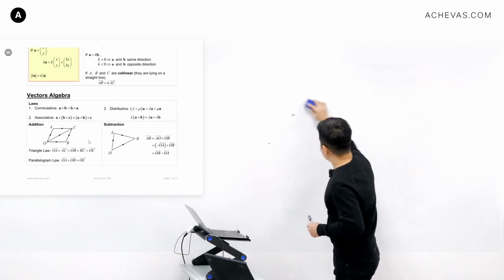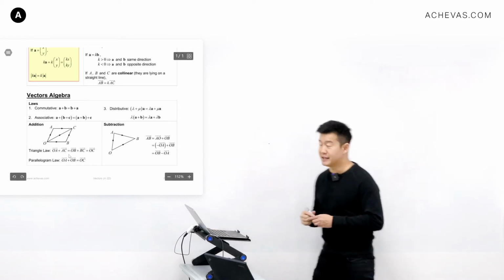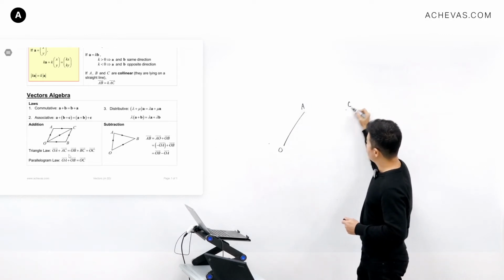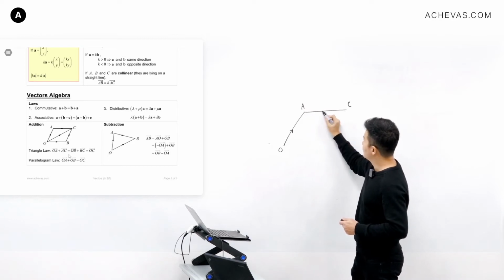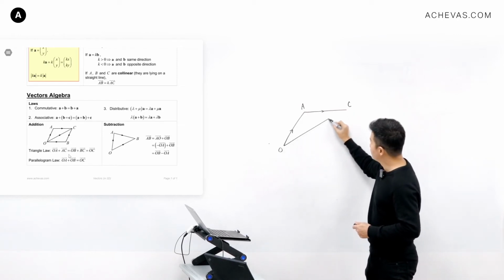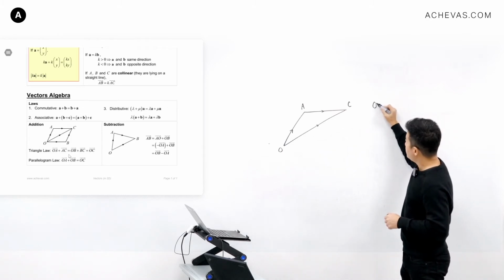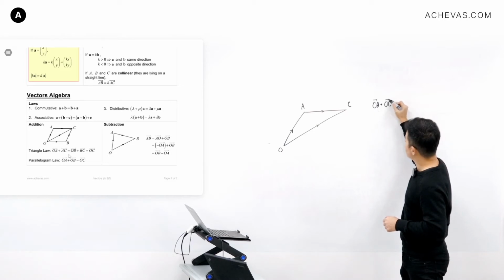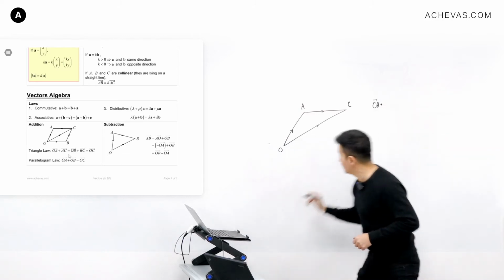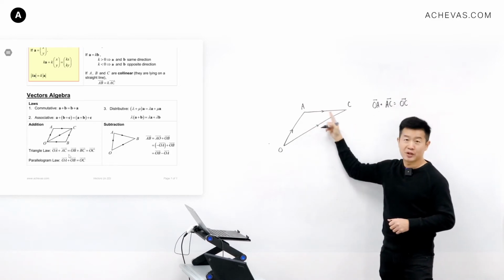So when 2 vectors are added together, for example, like in this case here, if OA is added to AC, let's say O is the origin, A is the point here, and C is the point here, then the result is going to be this vector OC. So what I'm trying to say is that according to triangle law, vector OA plus vector AC is going to be vector OC. Okay, they form a triangle.